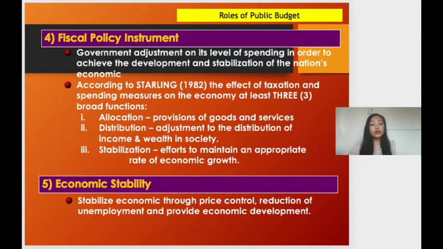According to Stirling 1982, the effect of taxation and spending measures on the economy has at least three broad functions. First one, allocation: provision of goods and services. Distribution: adjustment to the distribution of income and wealth in society. Stabilization: efforts to maintain an appropriate rate of economic growth.